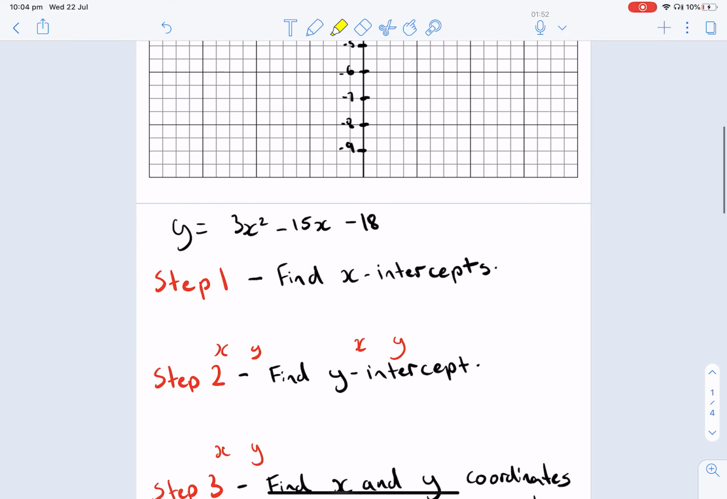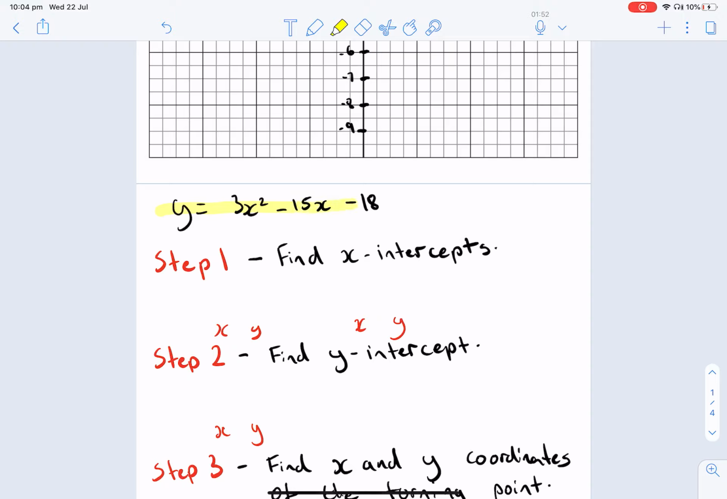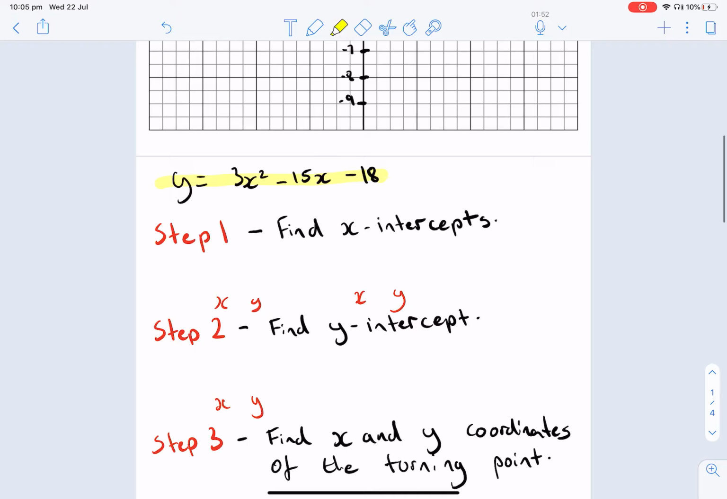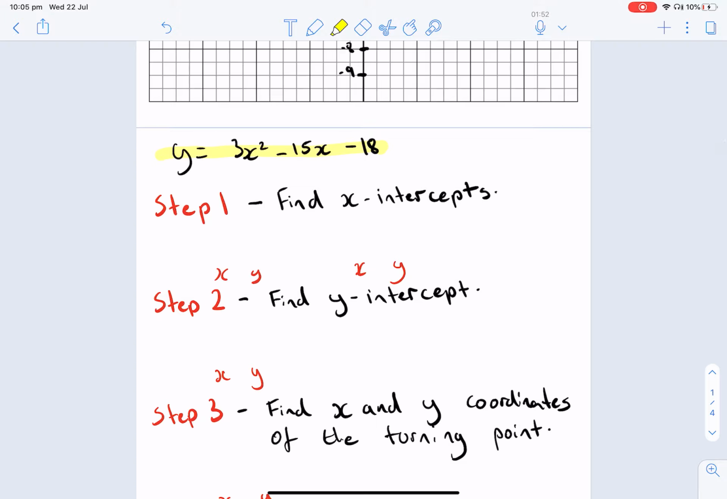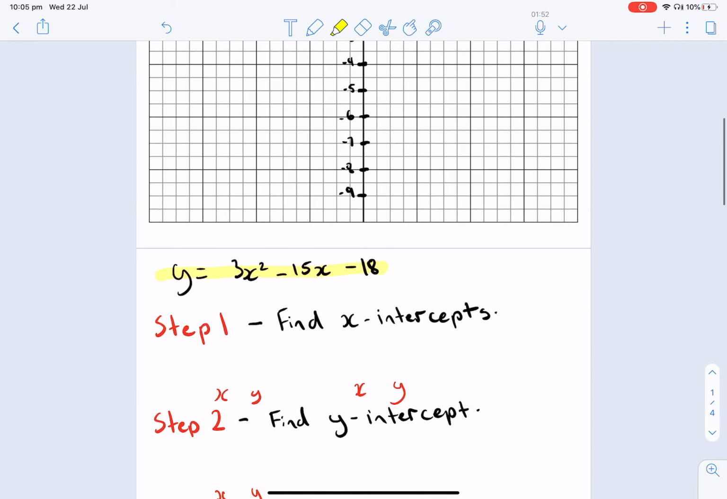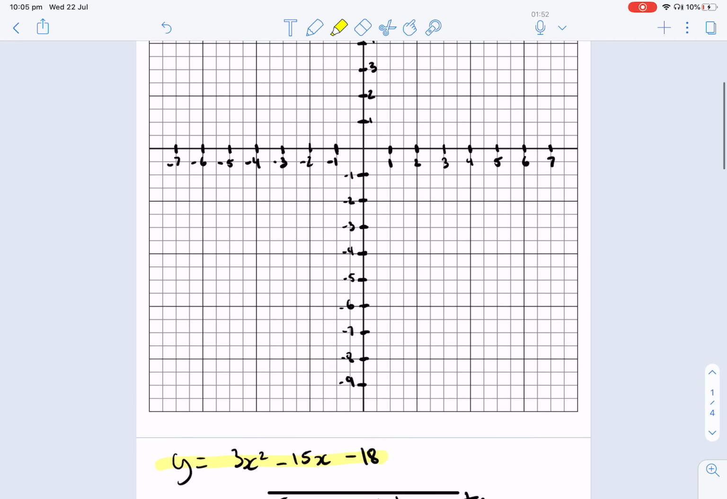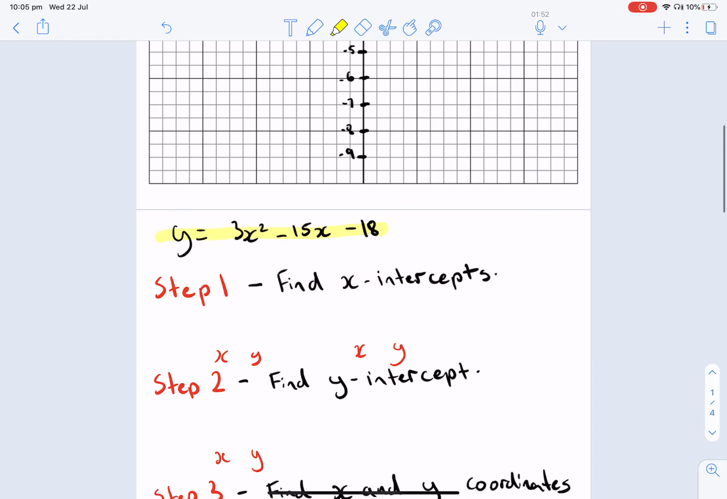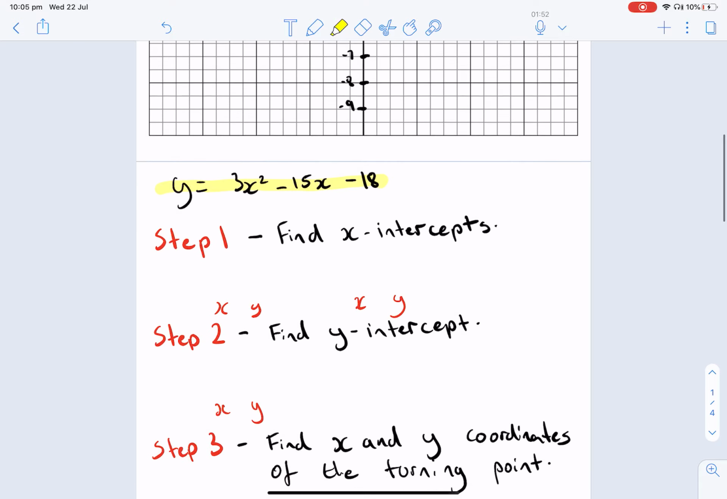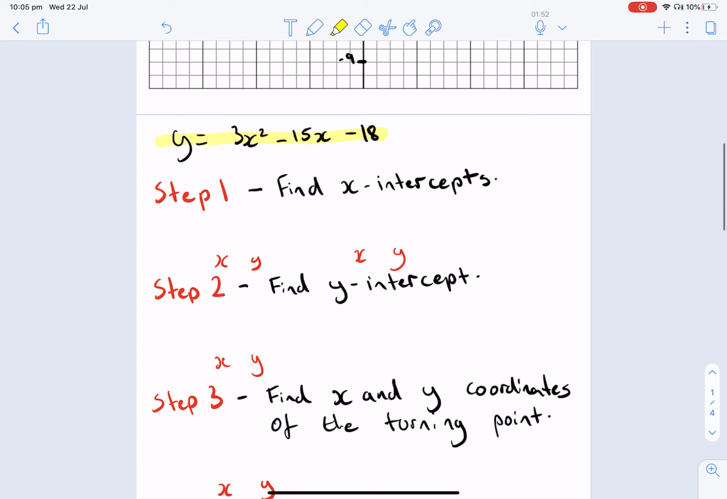Hi guys, we're going to be working on another parabola sketch here today. We're working off this equation here, y equals 3x squared minus 15x minus 18. Just like our first video where we found the points and sketched the parabola of an equation using the null factor law, we're going to be following the same steps.